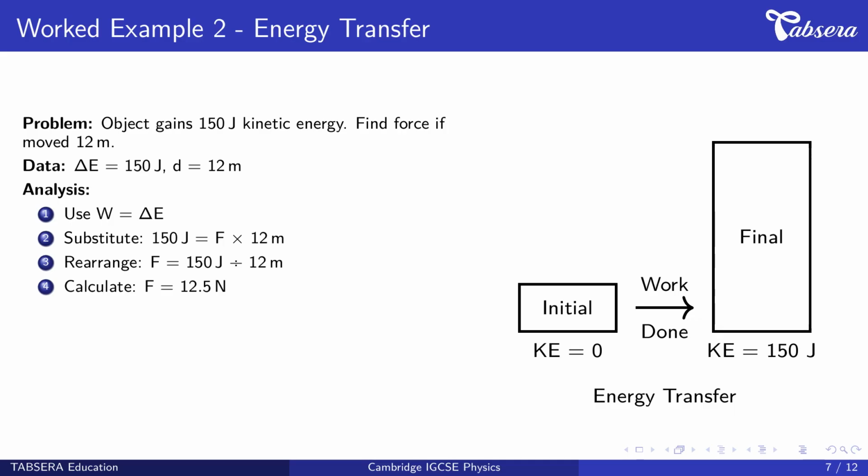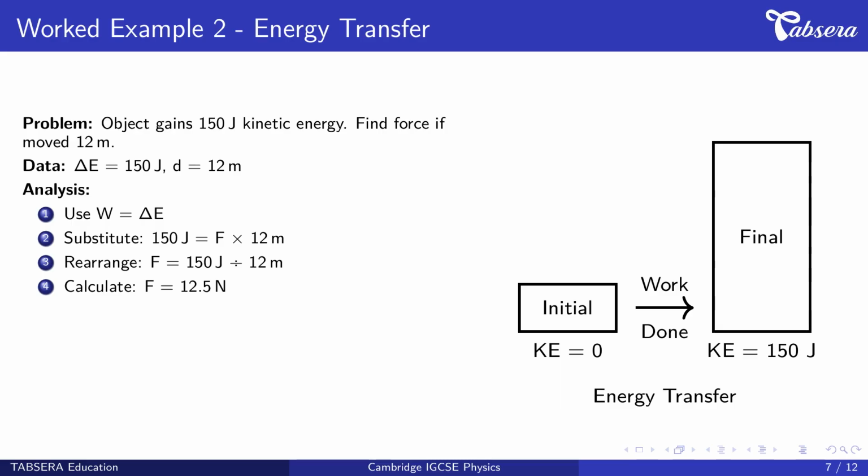Now we analyze. First, use the relationship W equals delta E. Since work done equals energy transferred, the work done is 150 joules. Second, apply the work equation. We use W equals F times d, substituting 150 joules equals F times 12 meters. Third, rearrange to find force. F equals 150 joules divided by 12 meters. Fourth, calculate the result. 150 divided by 12 equals 12.5 newtons. The diagram shows energy transfer.